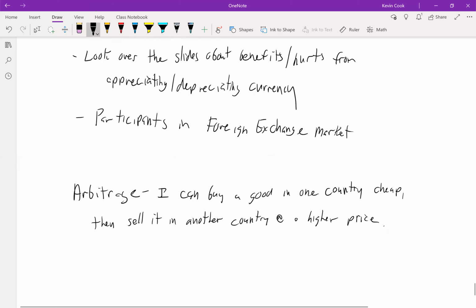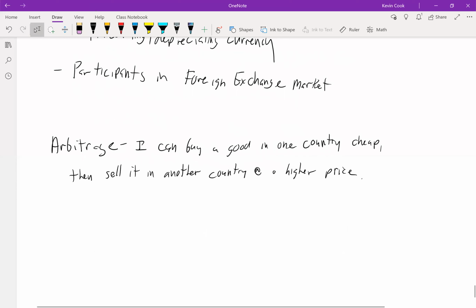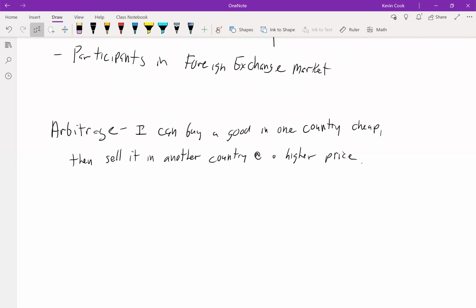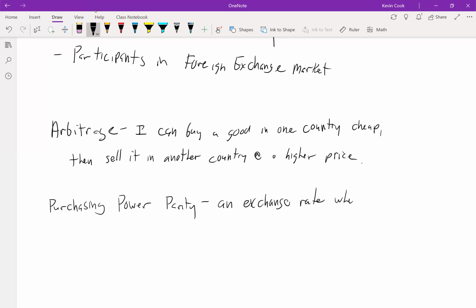So the issue that comes up with this is that what we're interested in is not just our exchange rates, but this rate that's going to be our purchasing power parity. And what purchasing power parity is going to tell us is an exchange rate where basically our purchasing power is preserved.